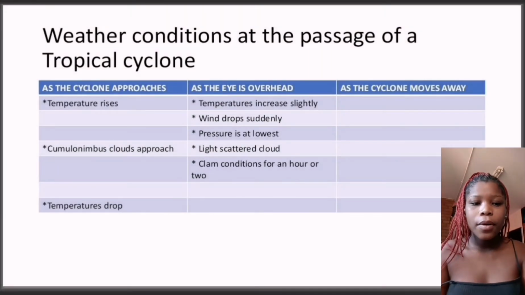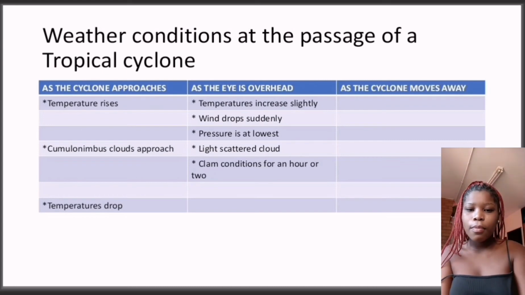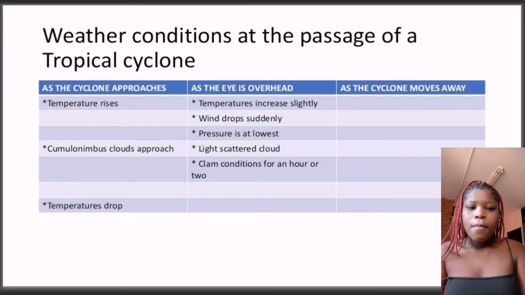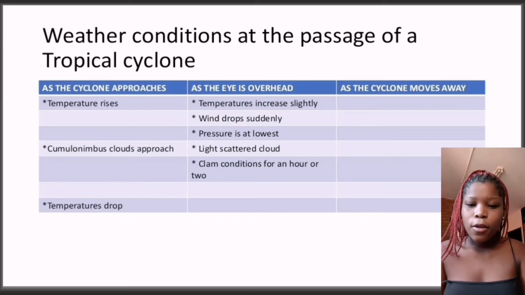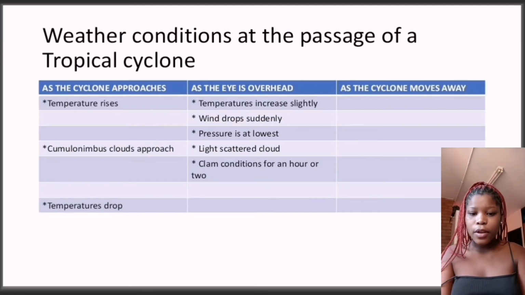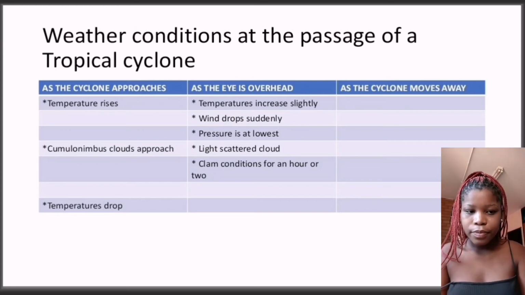On this slide, we're going to be talking about the weather condition at the passage of the tropical cyclone. This slide will just describe them. On the other slide, my colleague will explain more about the weather conditions. As the cyclone approaches, the temperature rises and the cumulus clouds approach. As we all know, cumulus clouds are those clouds that bring heavy rainfall, and the temperature drops.